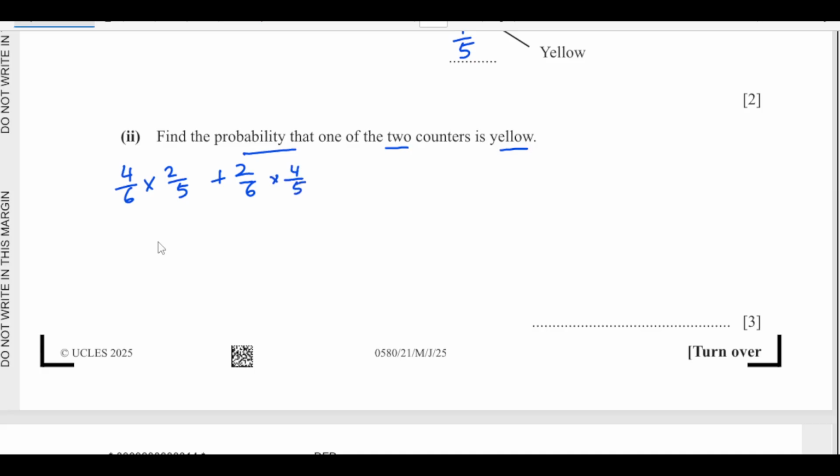Now we will just simplify. So 2 times 3, this is 4/15, then plus here we have 2 times 2, 2 times 3. So this is 4/15. So this is 15, 8/15. So the final answer is 8/15.